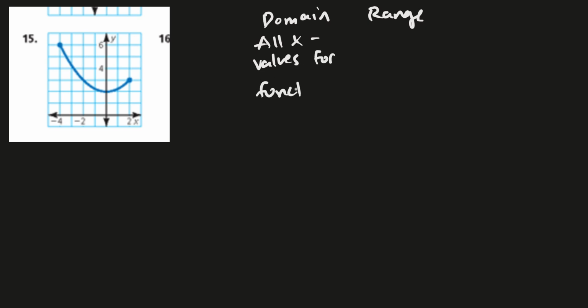So in this video, I wanted to talk about the domain and the range. Domain, range. These are two separate ideas. The domain is all the x values that define the function. So all x values for the function. The range is all y values, or all outputs, I should say. All outputs for the function. So all inputs for the function, all outputs for the function.